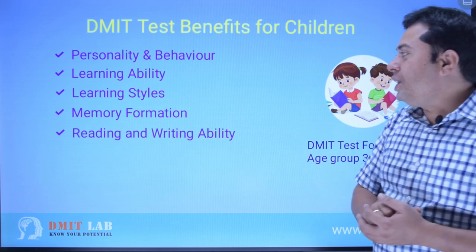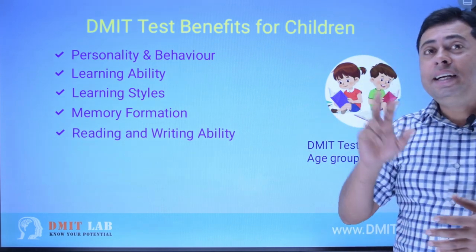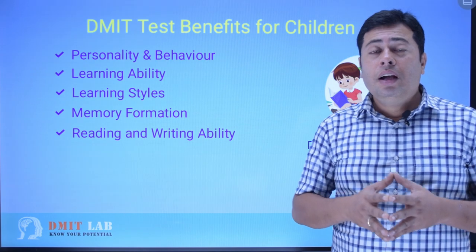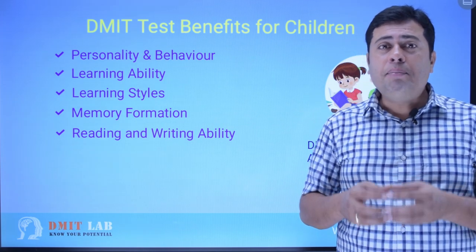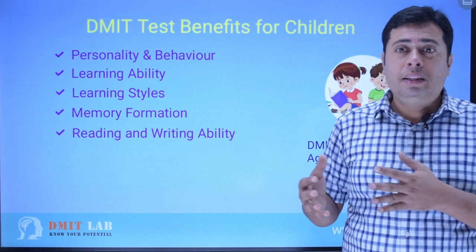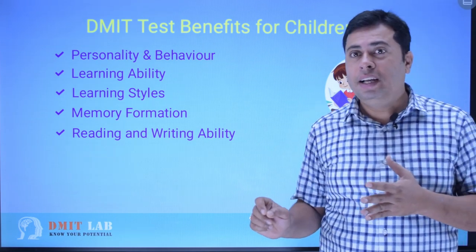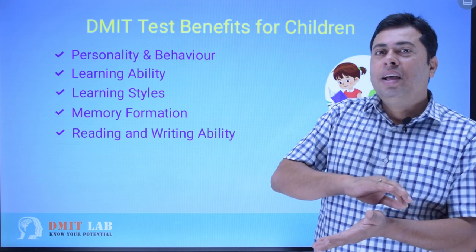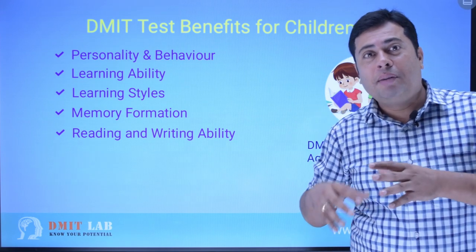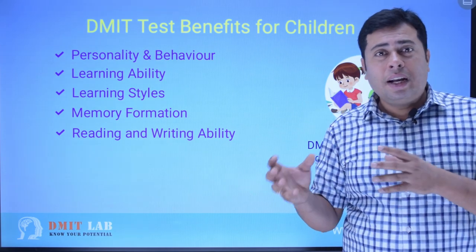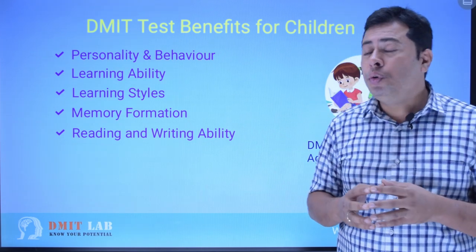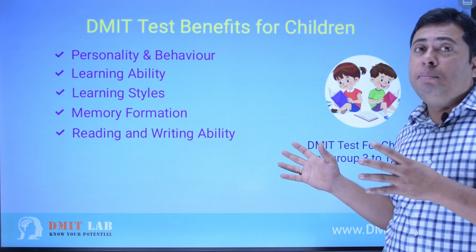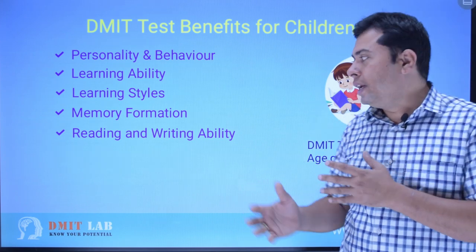The next is reading and writing ability. This is the most important. Sometimes some kids are able to read better but are not able to write well, and likewise sometimes they can write but cannot read. So there are some challenges you may see in the child. It is better to know their reading and writing ability so you can work on them accordingly.